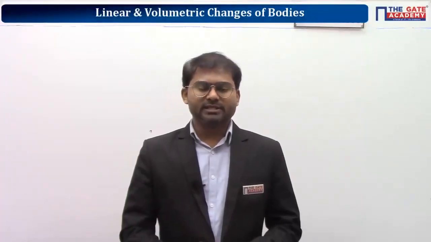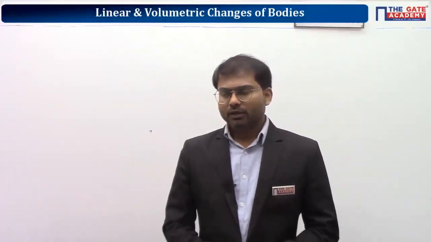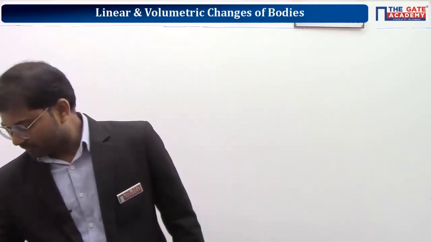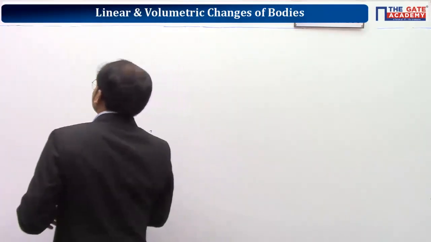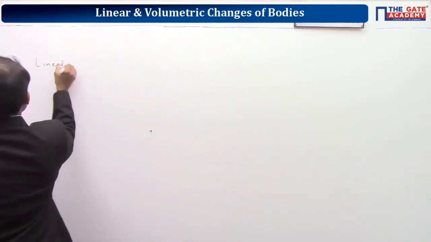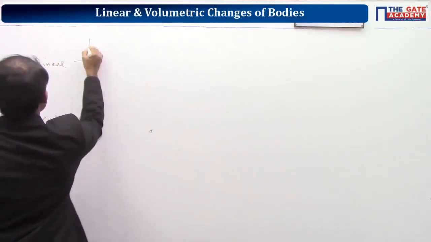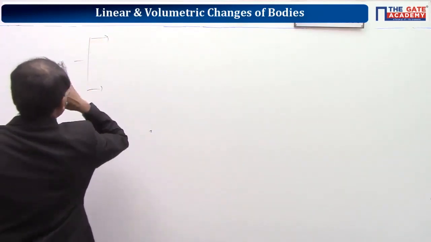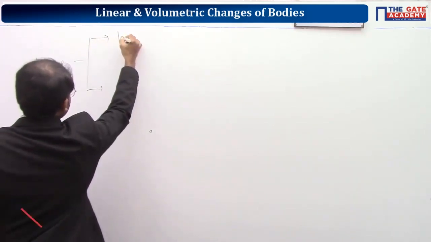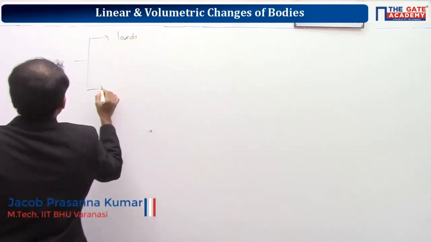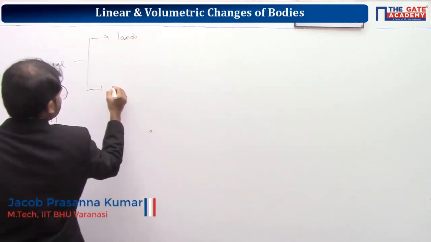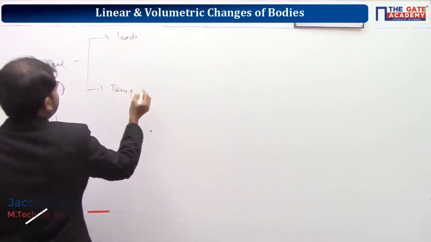Linear and volumetric changes. In this one, we'll go like this. First of all, we'll start with the linear changes, then we'll go with volumetric changes. In linear changes, we'll see the linear changes due to application of loads, and here we'll see linear changes due to application of or change of temperature.